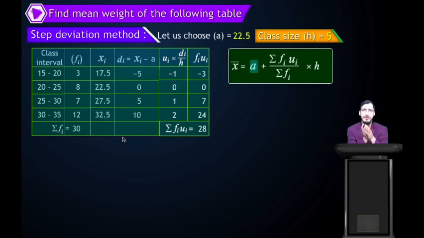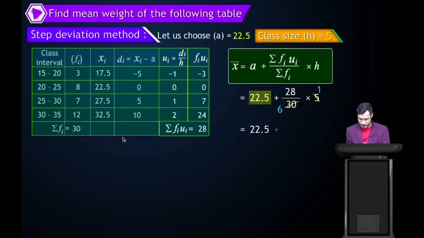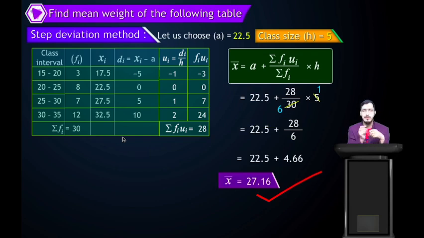Now substitute the values in the formula. So a is the assumed mean, that is 22.5 here, and sigma fu is 28, divided by 30, multiplied by 5 here. So we get 5 over 30, and 22.5 plus 28 by 6. When we divide 28 by 6, we get 22.5 plus 4.66, and that is 27.16.